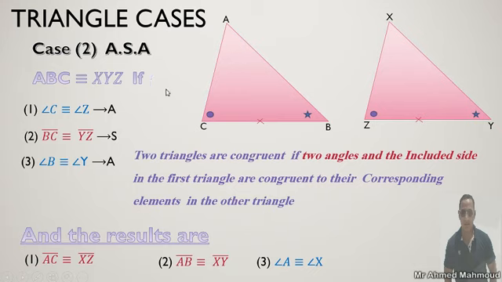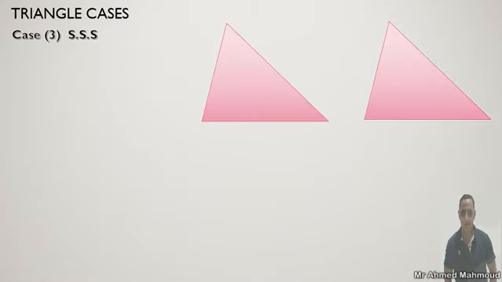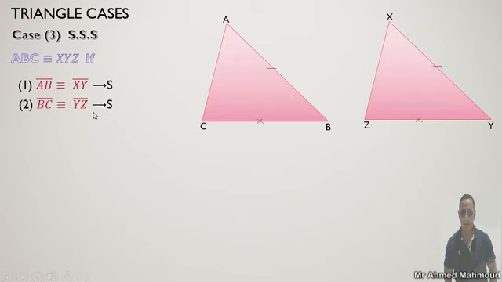The third case with us is called SSS. SSS means side, side, side. Let we have triangle ABC and triangle XYZ. The two triangles are congruent if, number one, AB side is congruent to XY side. Number two, BC side congruent to YZ side. Number three, CA side congruent to XZ side, like this.